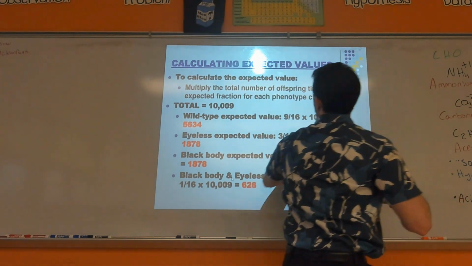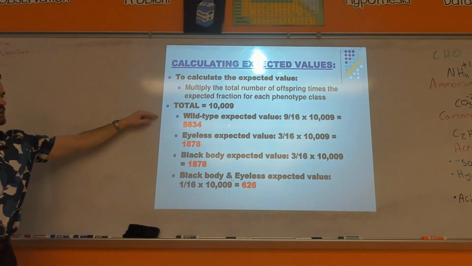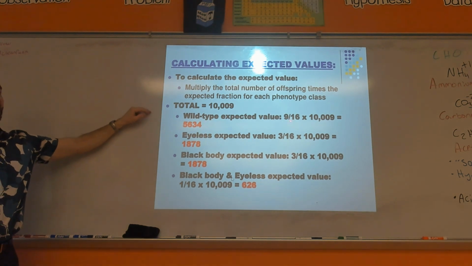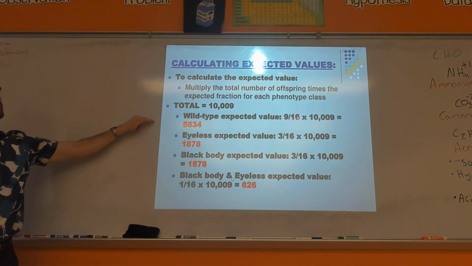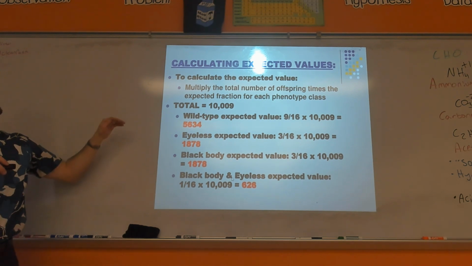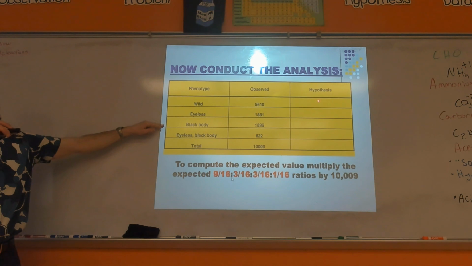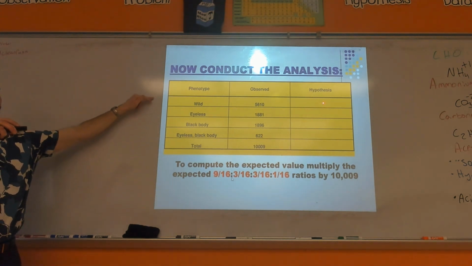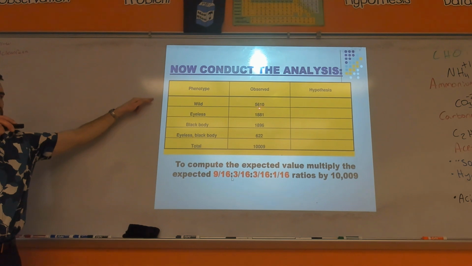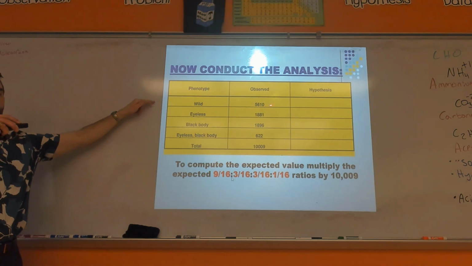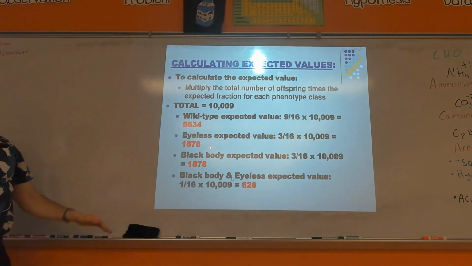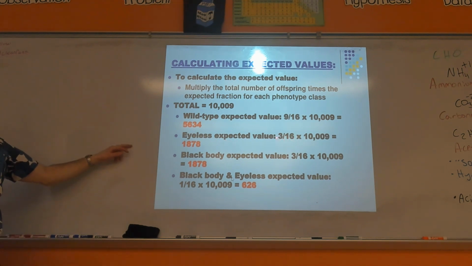If you look at just the wild type, we said it was 9/16. 9 out of every 16 of them should be the wild type for both traits. So you would do 9/16 times the total number of offspring. Your expected value would be 5,634. That would go right here. That's what you would expect to get for the wild type phenotype, and we're going to compare that to what we observed and see whether it is statistically different. Then you do that for all the other 3 traits. For eyeless, you should have gotten 3 out of every 16. Multiply it by the total, you get that number, and so on.